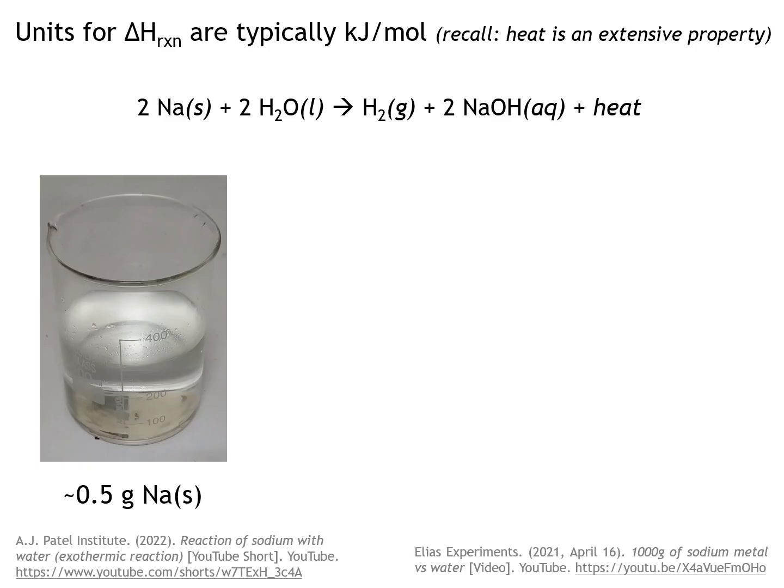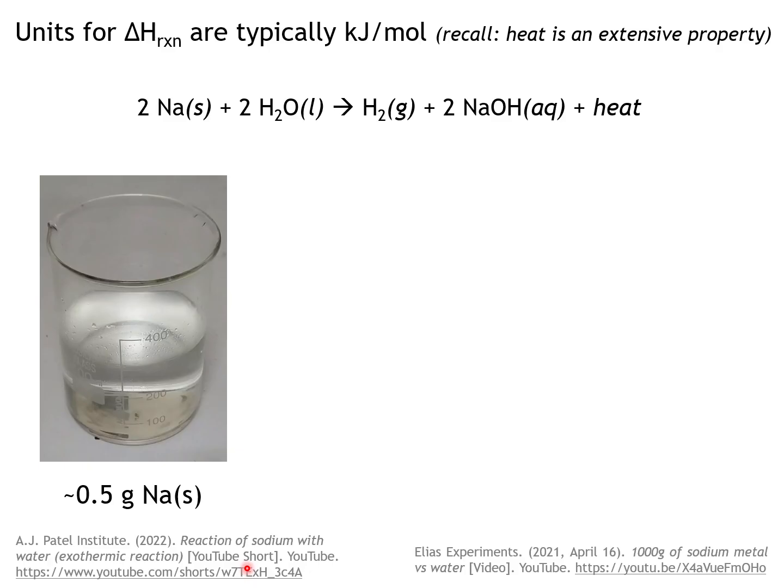So something that will really help you with these calculations is to think about the fact that the units for the heat of reaction are typically kilojoules per mole, and to recall that heat is an extensive property. So we could write a thermochemical equation, such as this one shown here, where we have sodium metal reacting with liquid water to form hydrogen gas and sodium hydroxide plus heat.